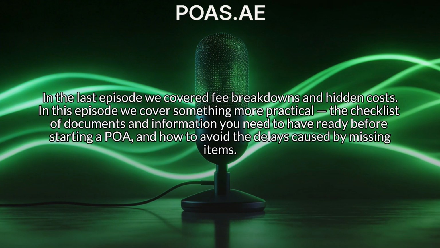In the last episode, we covered fee breakdowns and hidden costs. In this episode, we cover something more practical: the checklist of documents and information you need to have ready before starting a POA, and how to avoid the delays caused by missing items.